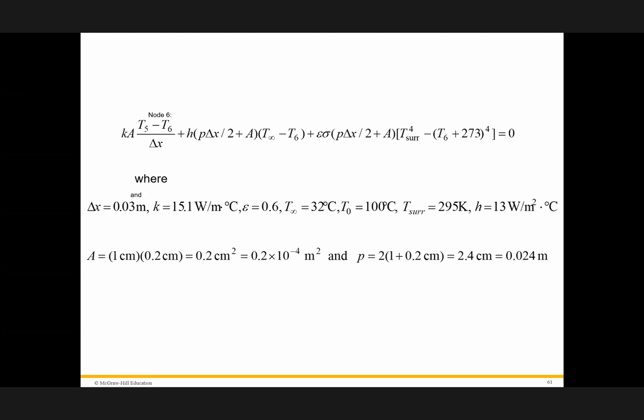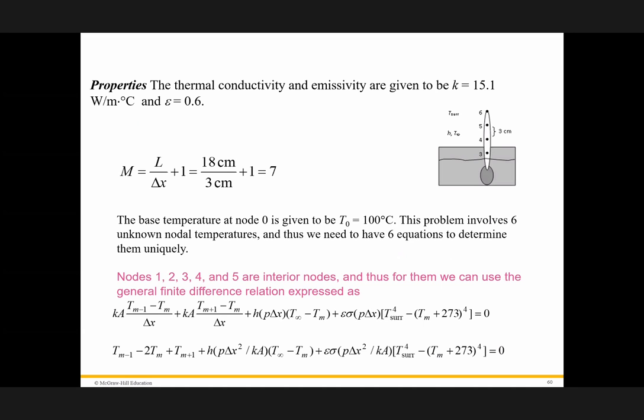Because in the previous slide, you gave an equation to find how many nodes, the number of sections: M equals L over delta X plus 1. Yeah, but if you begin by 0, you're going to get 6 instead of 7. Okay, thanks. Okay.